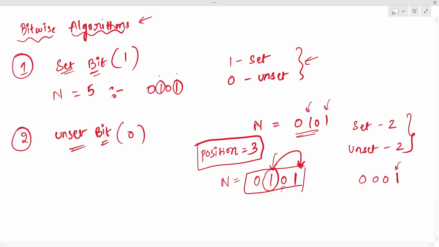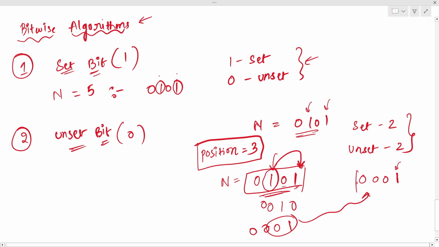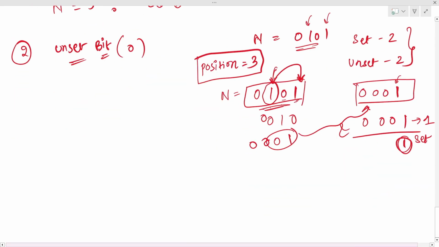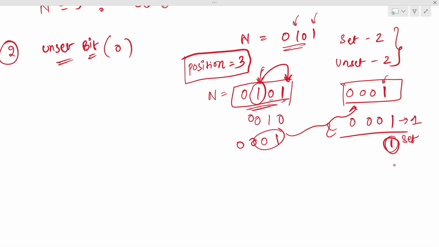By right shifting, if I right shift this one time, it becomes 010. Again, if I right shift, it becomes 01. I'm keeping the zeros here. This is the final number. Now you know how to check this bit as set or not: you simply apply an AND operator with 1. If you are getting 1, then you can say that this third position is set. If you get 0, then you can say it is unset. It is as simple as that, guys.